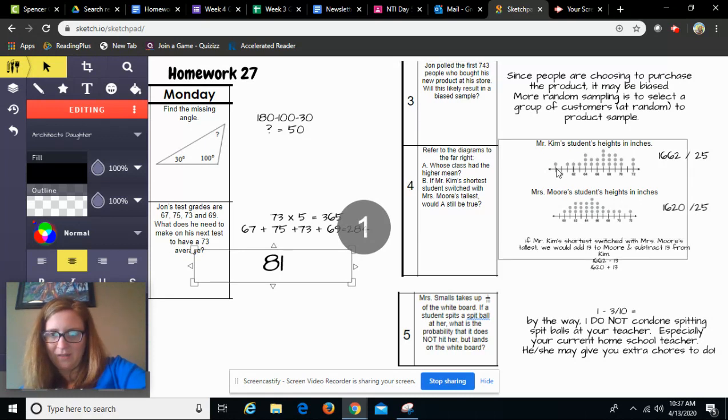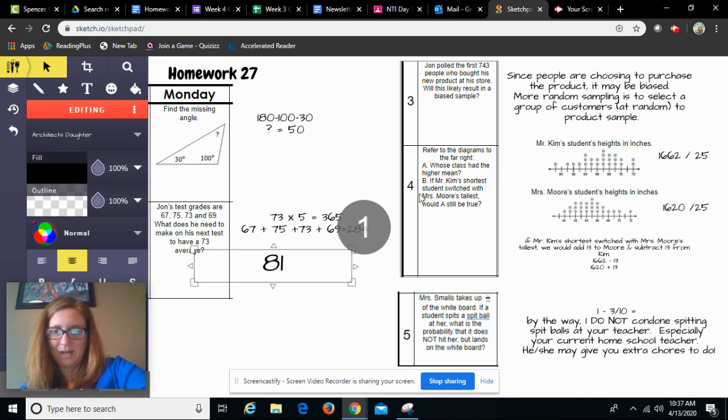Now to get this, you have to add all these up, each of these individual, and there's 25 here and there's 25 here. And so I went ahead and added them up here. When I add all of these, I got 1662. And when I added all of these, I got 1620. Now, I can go ahead and do the math here, but knowing they're both divided by 25, the higher mean is going to be Mr. Kim.